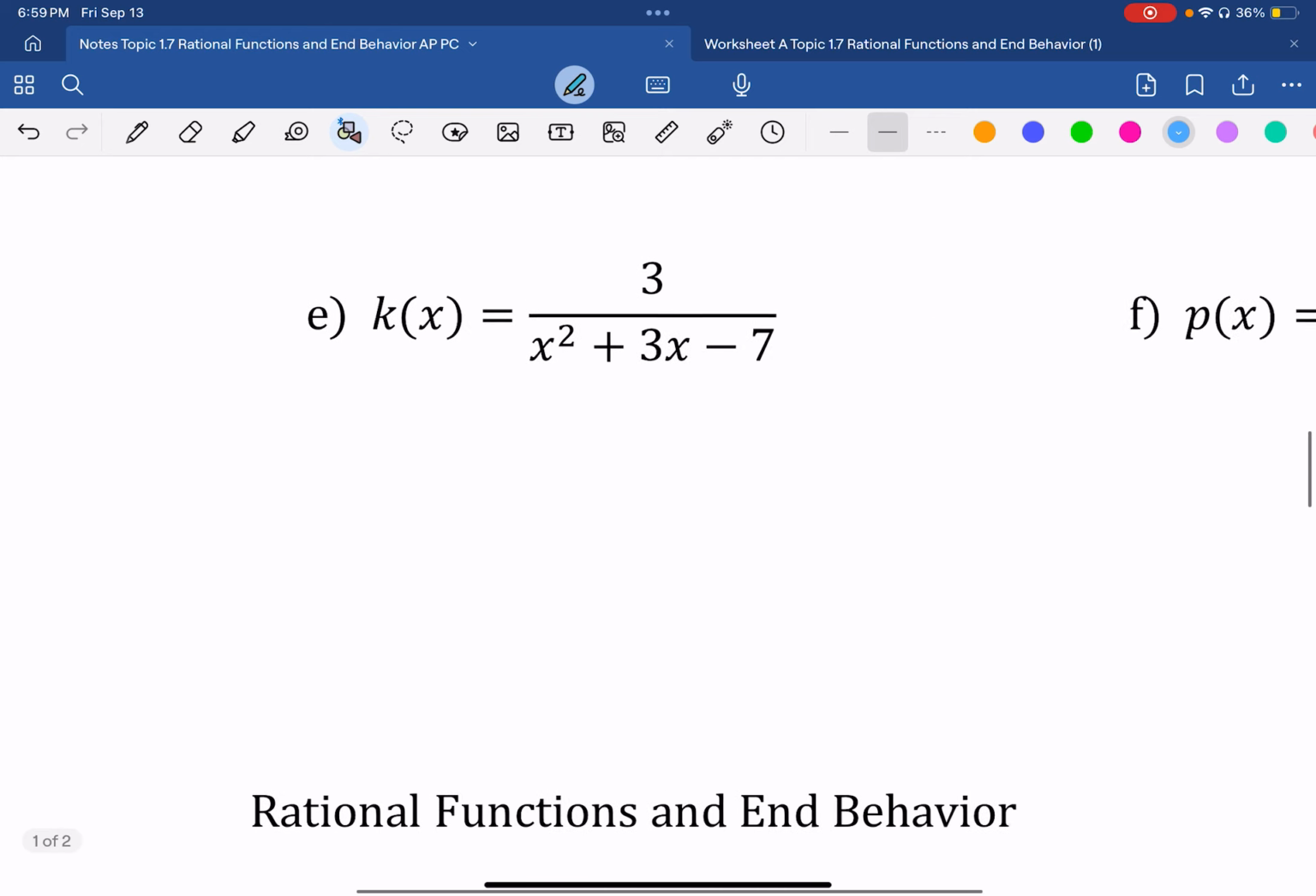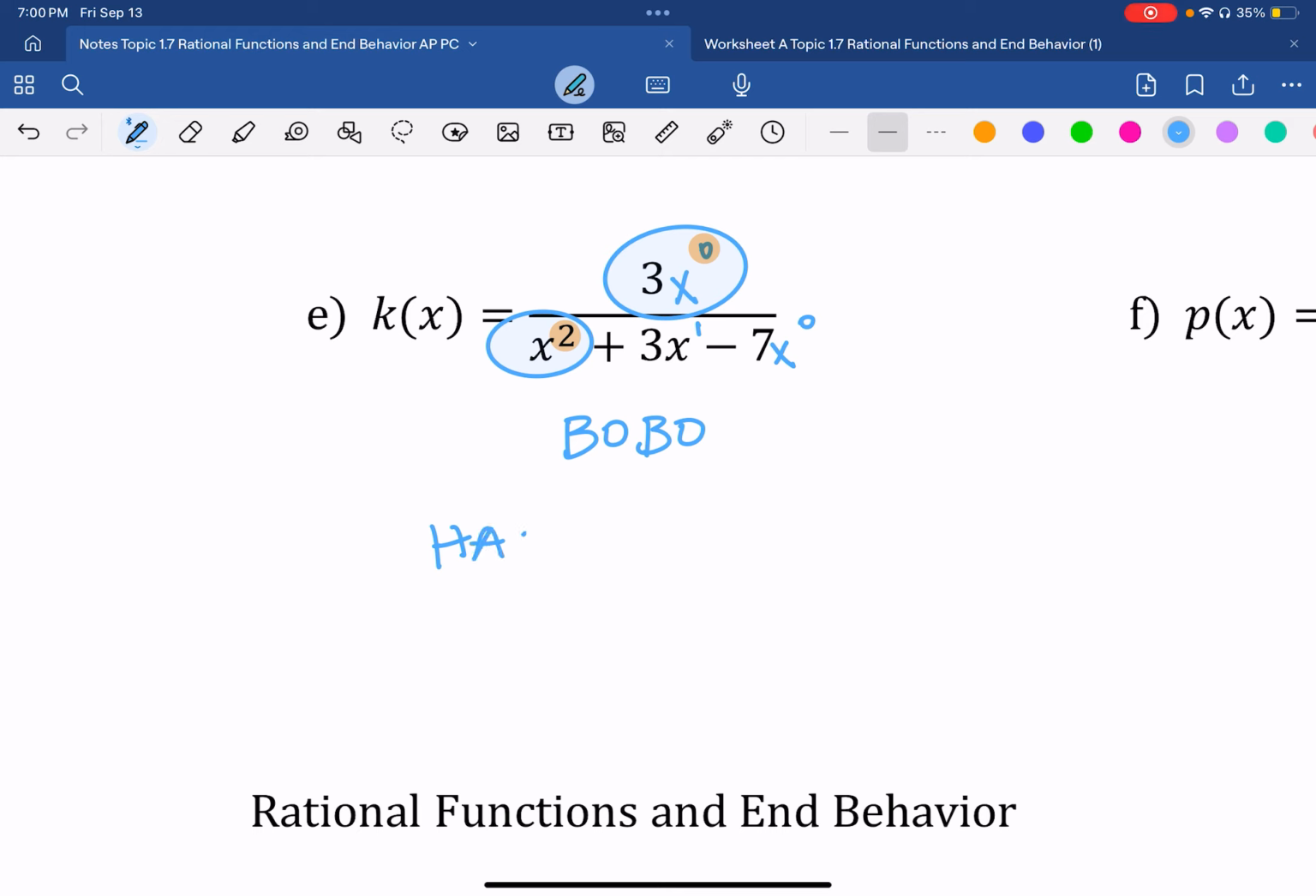Okay, on this one, I have 3 times x to the power of 0. That's the only term, so that would be my leading term. And in the denominator, x squared plus 3x to the power of 1 minus x to the power of 0. The biggest degree would be 2, which makes x squared my leading term. The degree is 0 in the numerator, 2 in the denominator. It's bigger on the bottom, so it is BOBO. There is a horizontal asymptote, and the equation is y equals 0.